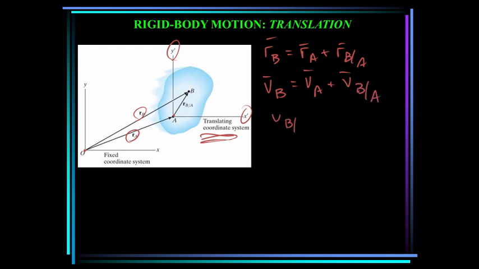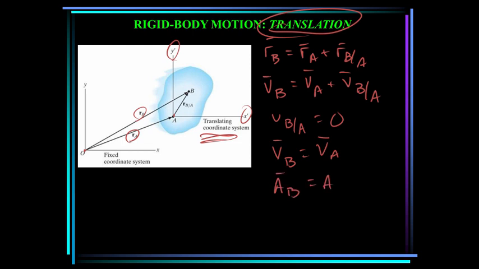However, the velocity of B with respect to A is 0, right? They're both in the same rigid body, and we're in pure translation, so they have the same velocity. Therefore, in this case, the velocity of B is equal to the velocity of A. Now again, this is for translating rigid bodies. And likewise, we can say the acceleration of B is equal to the acceleration of A. So all points in a rigid body subjected to translation move with the same velocity and acceleration.